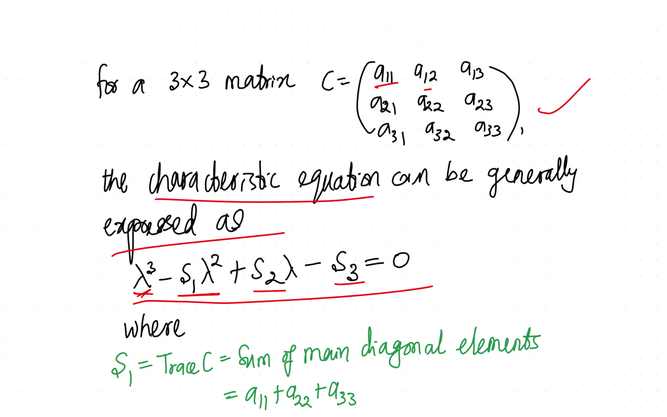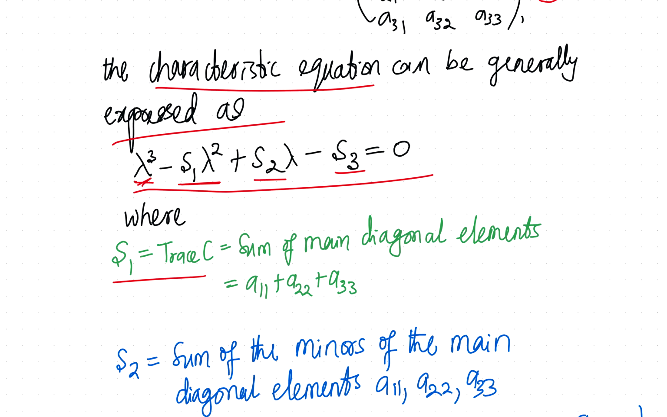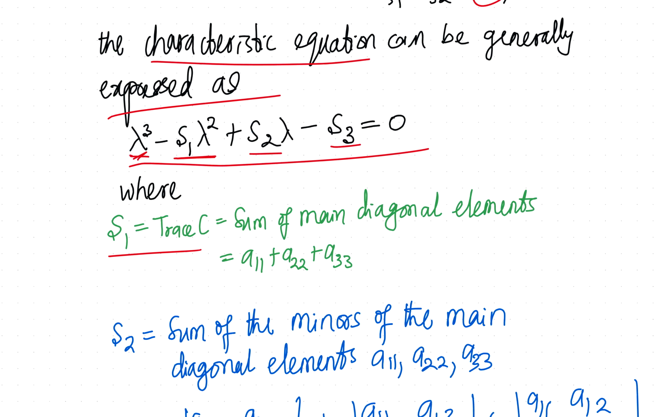So first of all, S1, like before, like what we found for 2 by 2, S1 is the trace. That is the addition of the elements on the principal diagonal. That's A11 plus A22 plus A33. That's the trace of C, which is the sum of the main diagonal elements. That is S1.